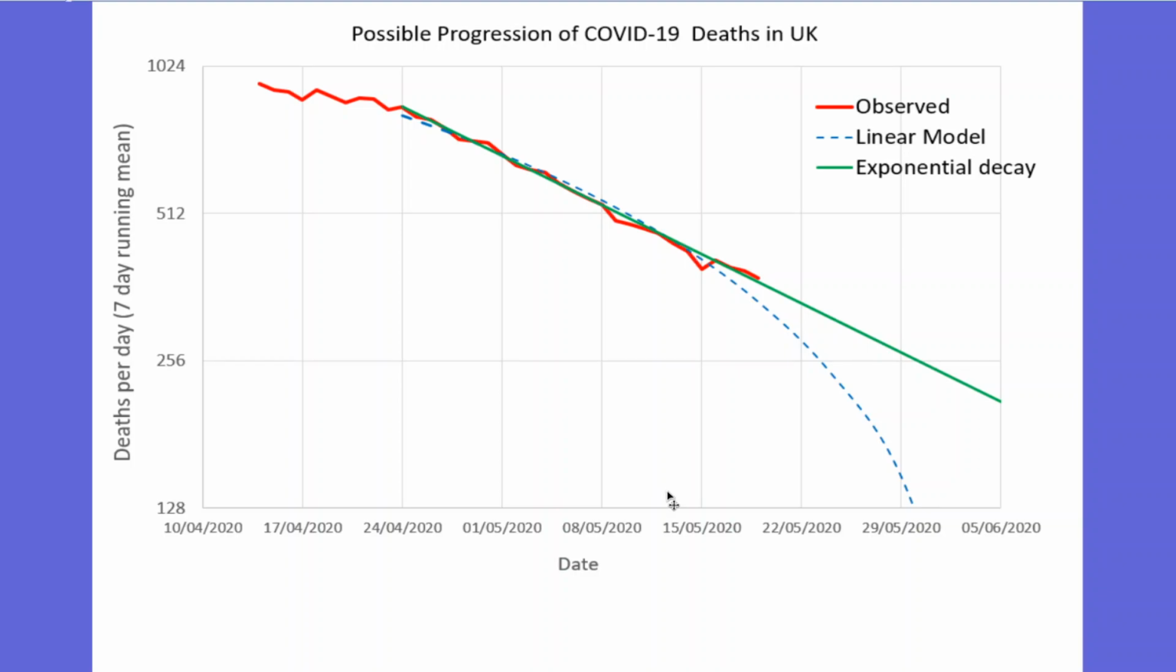So there's a crucial implication from this. When we look to the first week in June, when the government had been suggesting schools come back, we'd still be having not 0 deaths if we'd had the linear model, but 200 deaths a day. The epidemic would still be quite widespread in the UK.